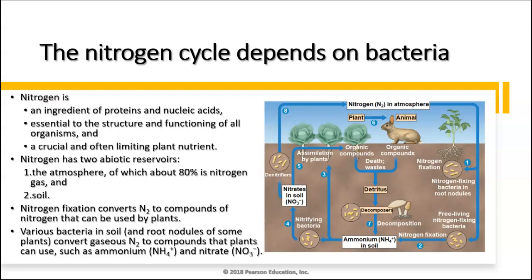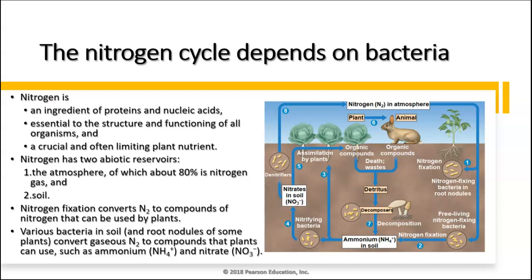The nitrogen cycle depends on bacteria. We have a lot of nitrogen in our atmosphere, about 70% nitrogen, but the only organisms on Earth that can utilize atmospheric, gaseous nitrogen are certain kinds of bacteria. So life is dependent upon these bacteria to provide the kind of nitrogen compounds that can be utilized by plants and therefore consumed by animals. Nitrogen is necessary for proteins, for nucleic acids. All organisms require nitrogen, and oftentimes it is a limiting plant nutrient.